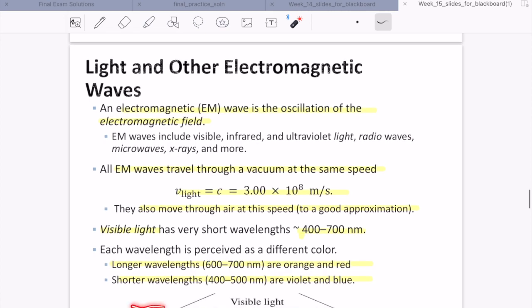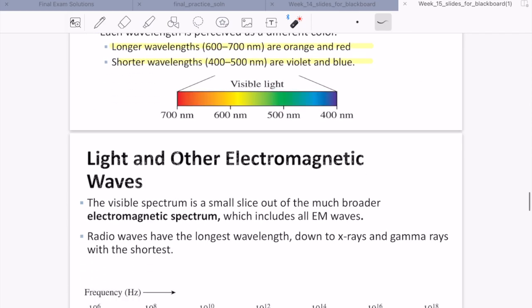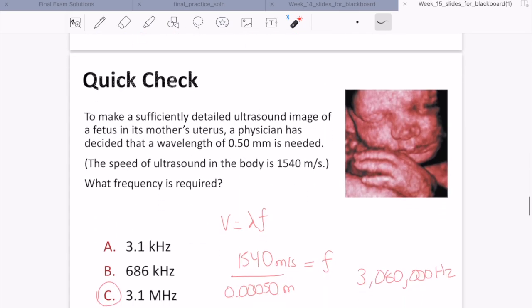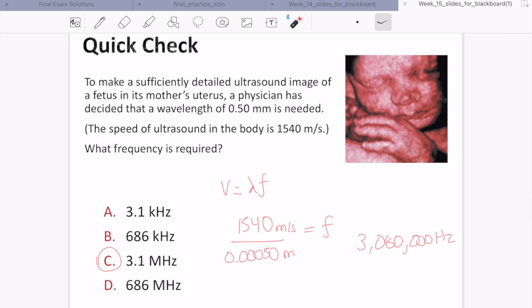I doubt you have to really know all of these different wavelengths, at least for this exam, so I won't bother with that. But just know that the speed of light is 3 times 10 to the 8 meters per second as well. Also probably don't have to know this. This is just another plug and chug.